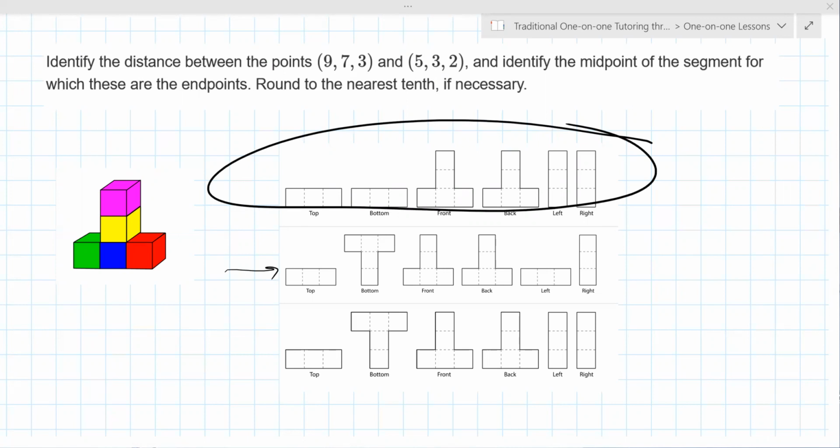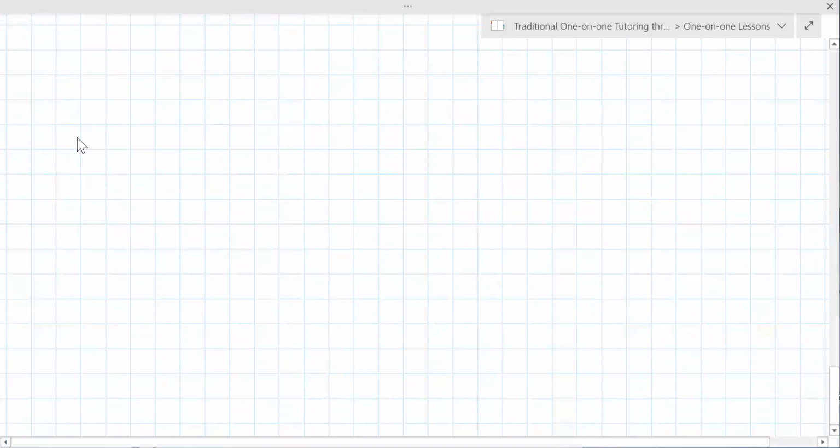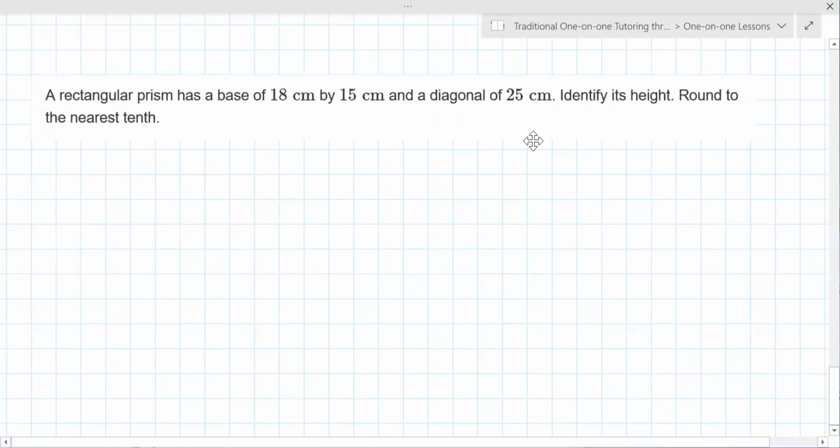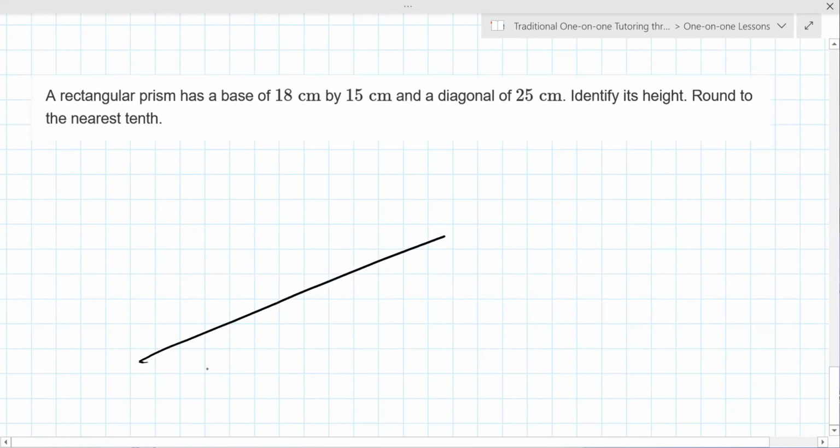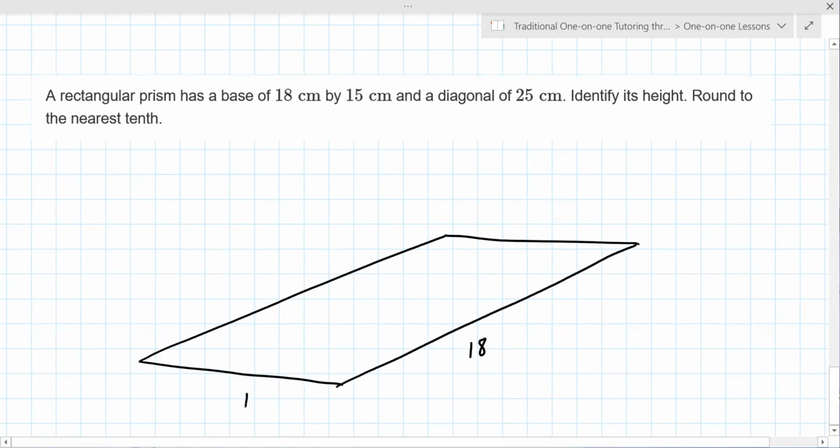Okay, so I'm just looking through the list here. Let me see if we missed anything. Got that. We need to do this problem. Okay. All right, a rectangular prism has a base of 18 centimeters by 15. So it's like saying this is 18 and this is 15, and it has a height, okay?